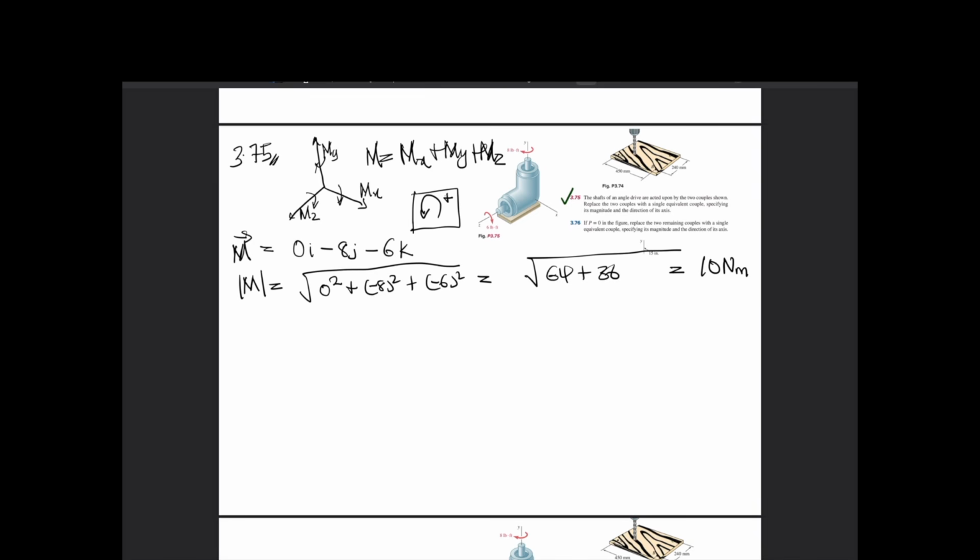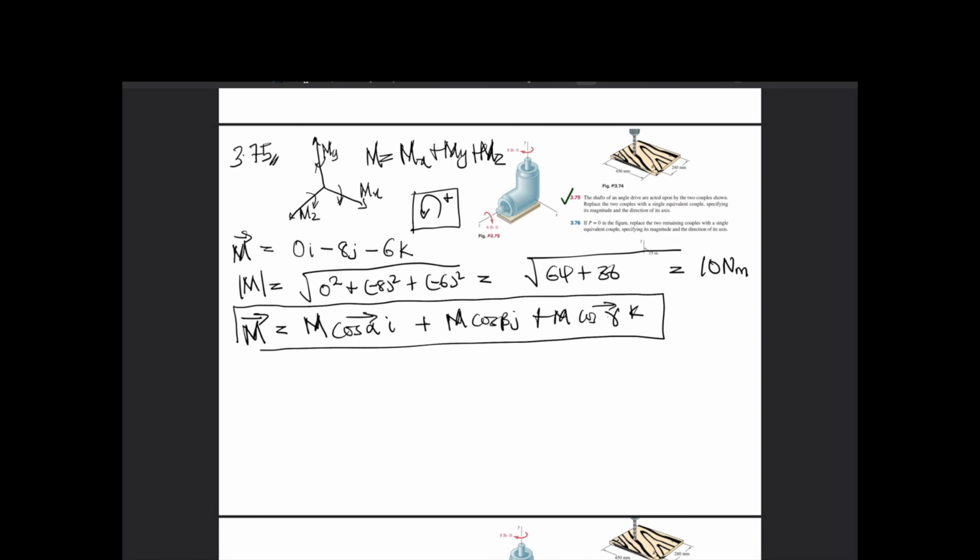So I'm also told to specify the direction of its axis. Here we can simply write out this formula to use as reference: M is equal to M cos alpha i plus M cos beta j plus M cos gamma k. So this can be used as a general formula to find the direction of our axis.